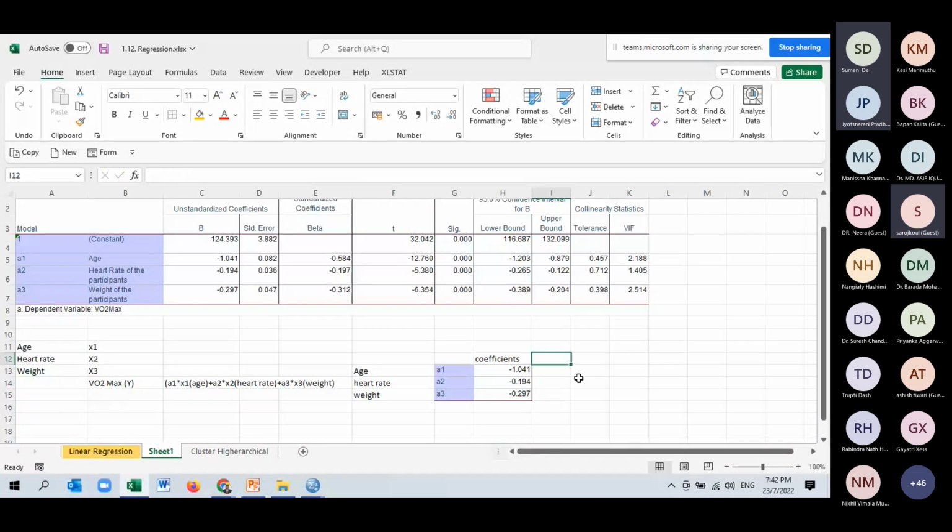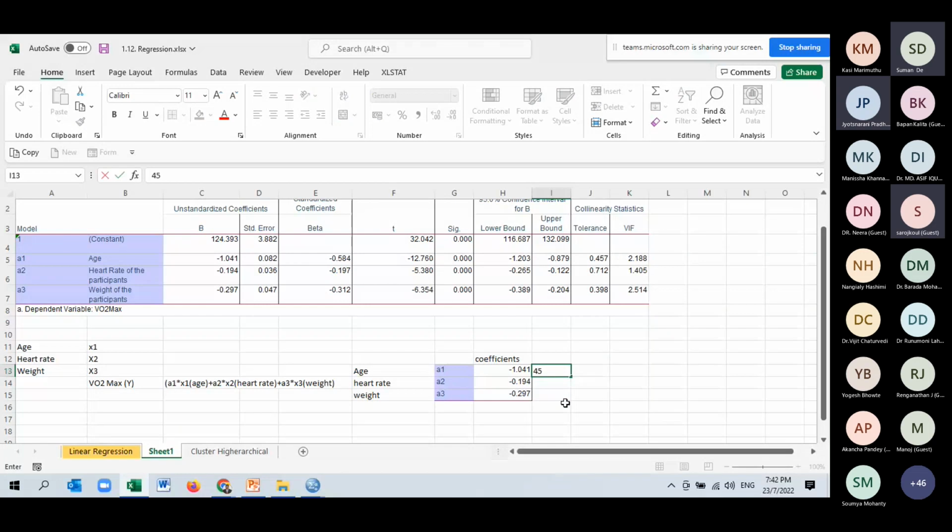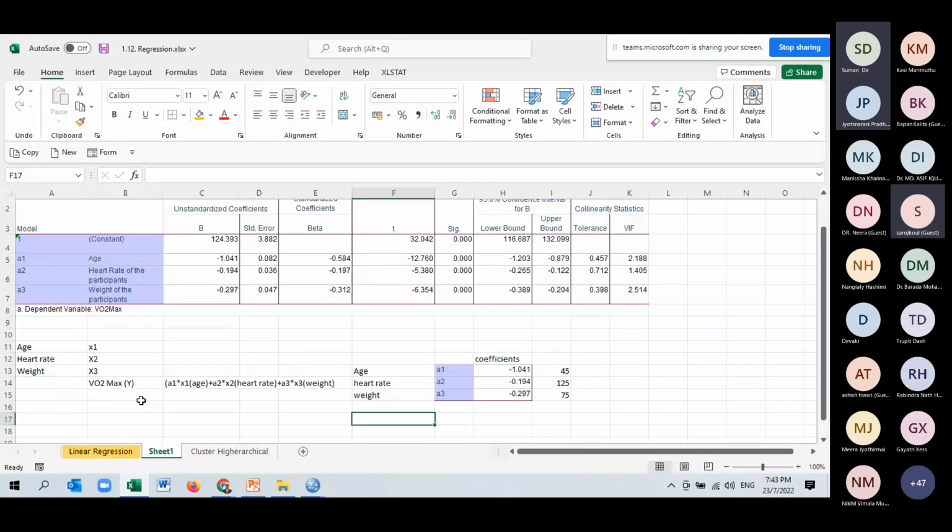Suppose someone's age is, let's say, imagine that age is 45. Heart rate is 125, imagine that. Weight is 75 kg. Shall we substitute this in the equation? Please tell me. Someone's age is 45, his heart rate is 125, his weight is 75. How much will the VO2 max be? How do you work it out?